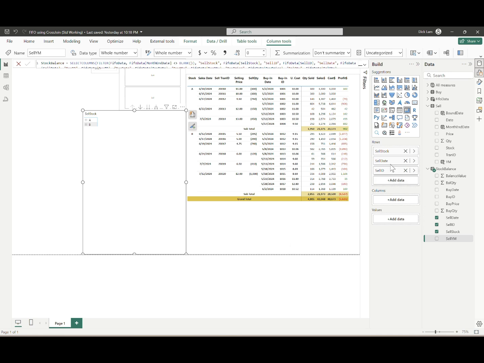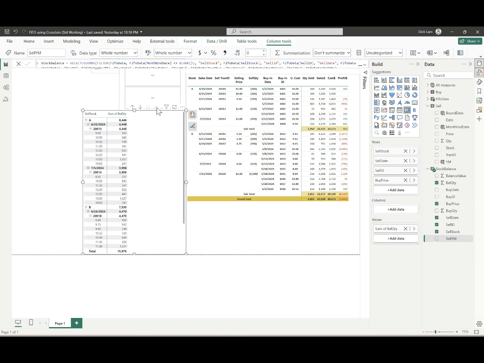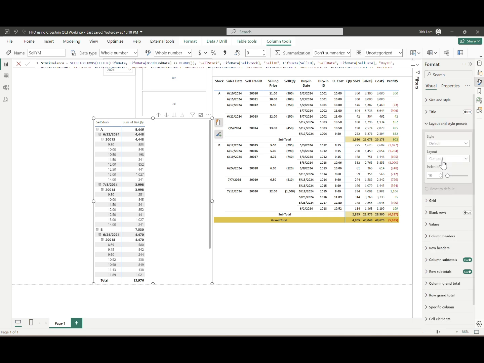All right. Sell and then sell price and sell quantity. No, it should be the balance quantity. I'm sorry, the name should be the balance quantity, but it should not be in the rows. It should be in the values. Now, remember, in order to show in this format, I need to click, click, click, but it's not enough. We still need to change the layout to table.